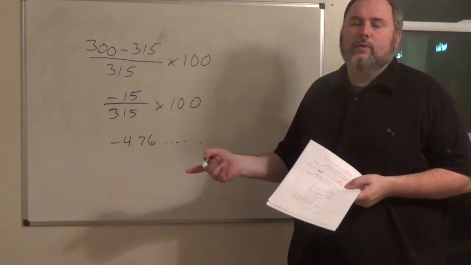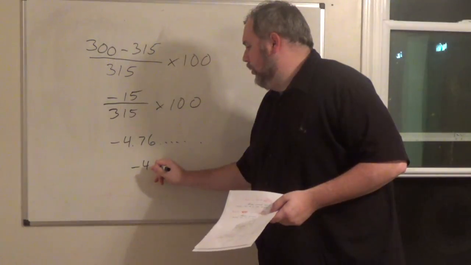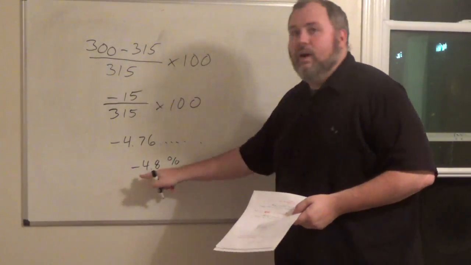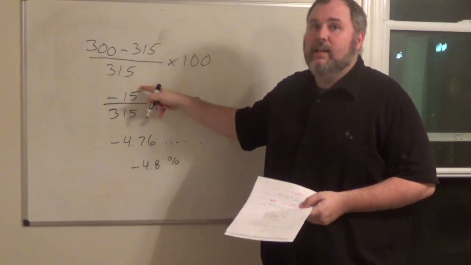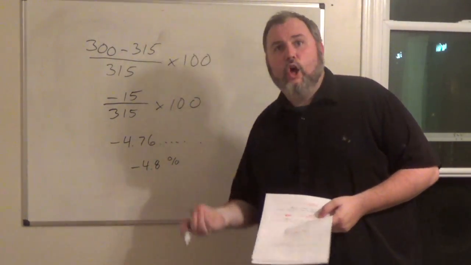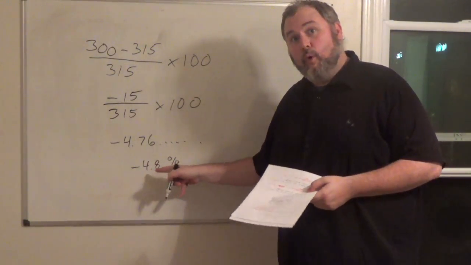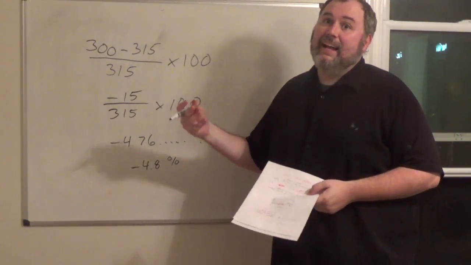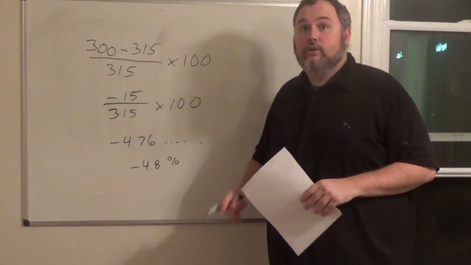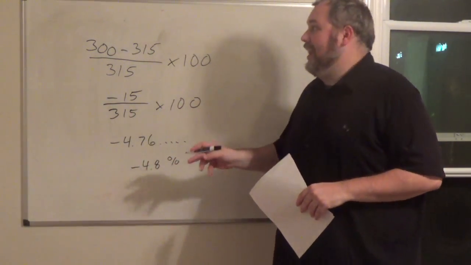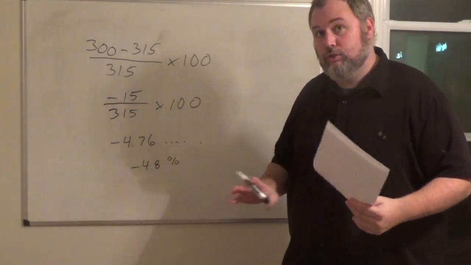What is this telling you? Let's just round to the nearest tenth: negative 4.8%. So what does this mean? My weight was 315, but I went to 300, so I lost weight. That's what the negative is telling me. I lost 4.8% of my original weight. I was 315 pounds, but I lost 4.8%, and I'm now at about 300 pounds. That's what the negative is telling me. It is a loss.